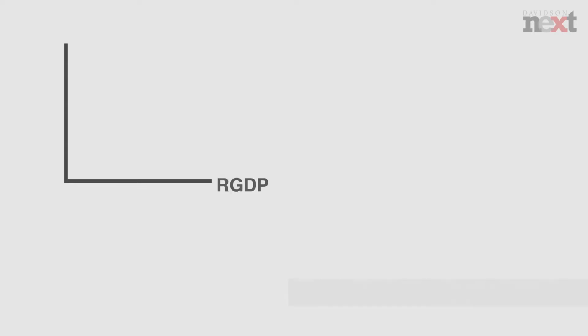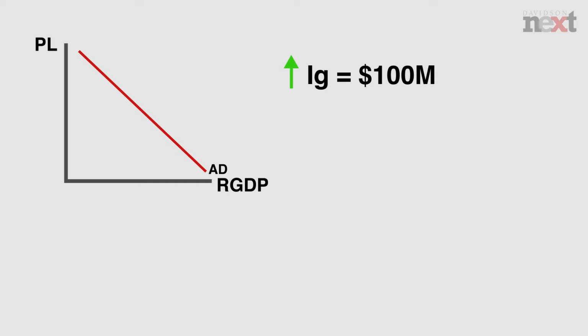Again, we have our GDP on the horizontal axis and price level on the vertical axis, and our downward sloping aggregate demand curve. Let's consider an autonomous increase in business investment spending, say $100 million, caused by lower interest rates. That increase in business investment spending equal to $100 million would cause the aggregate demand curve to shift from AD to AD prime.